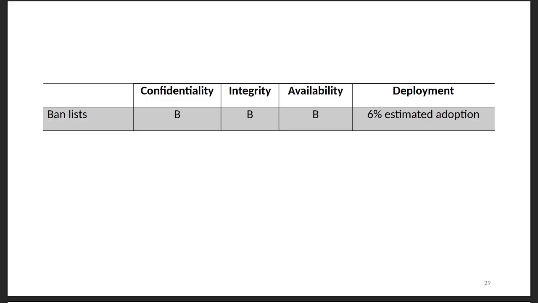Here is a subjective scorecard for voluntary ban lists. We give a B for confidentiality because it protects against known spy nodes, but not unknown ones. Ban lists also get a B for integrity, since ban lists are a centralization concern. Users must trust that the ban lists are legitimate. The score for availability is B. Avoiding connecting to spy nodes means that the reachable, honest nodes are under more load.